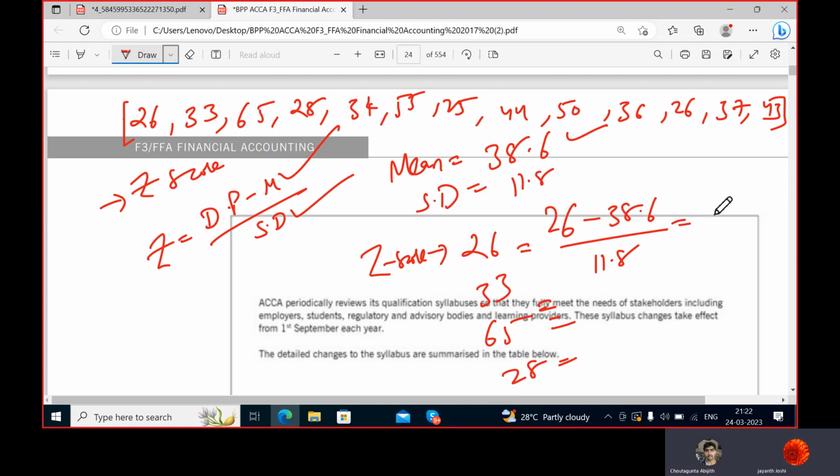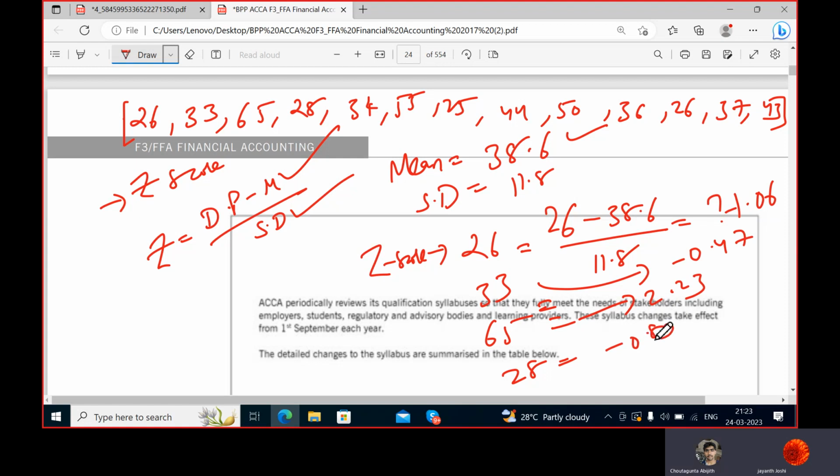So what is the value you got for this? Negative 1.06, correct? And for 33 you will get negative 0.47. For 65 you'll get positive 2.23. Yes. And for 28 you'll get 0.89.